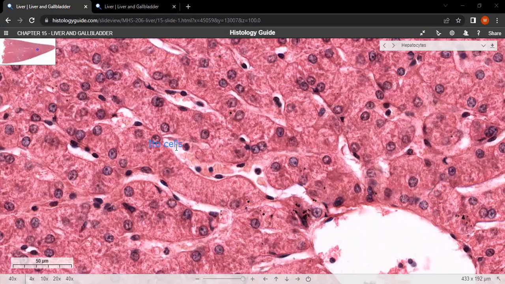Storage of vitamin A, and remember vitamin A, since it is lipid soluble, they will also store some fat. In some pathological cases, these Ito cells usually differentiate into myofibroblasts. When they do that, you will see extracellular connective tissue that will lead to liver fibrosis.